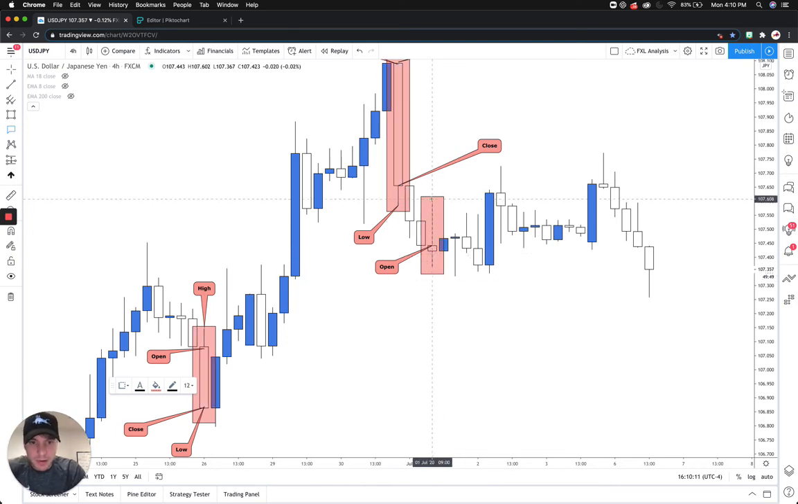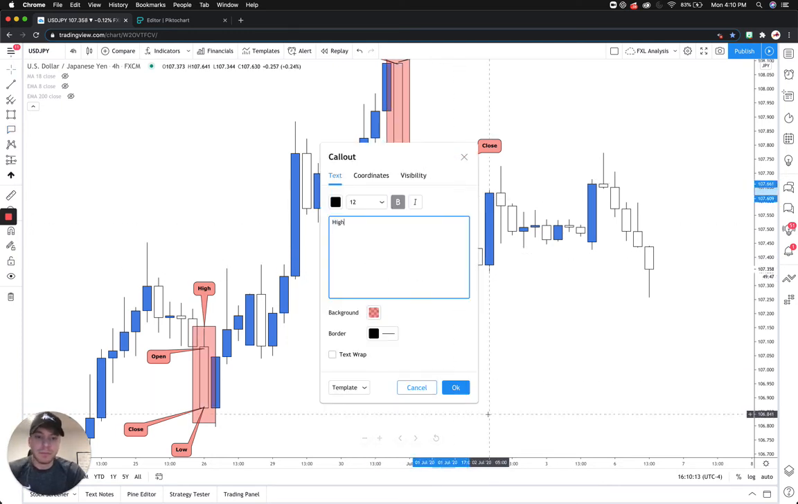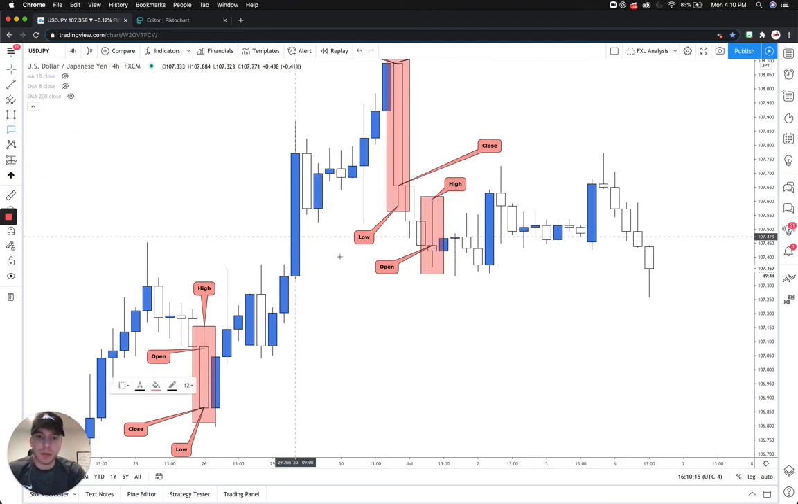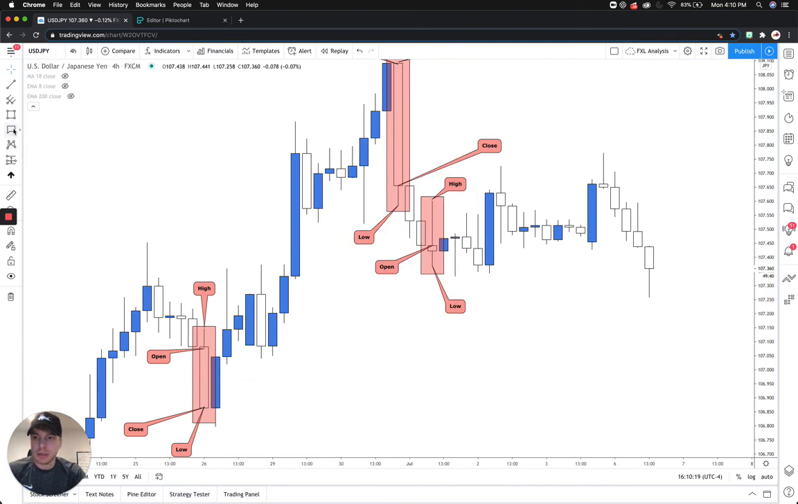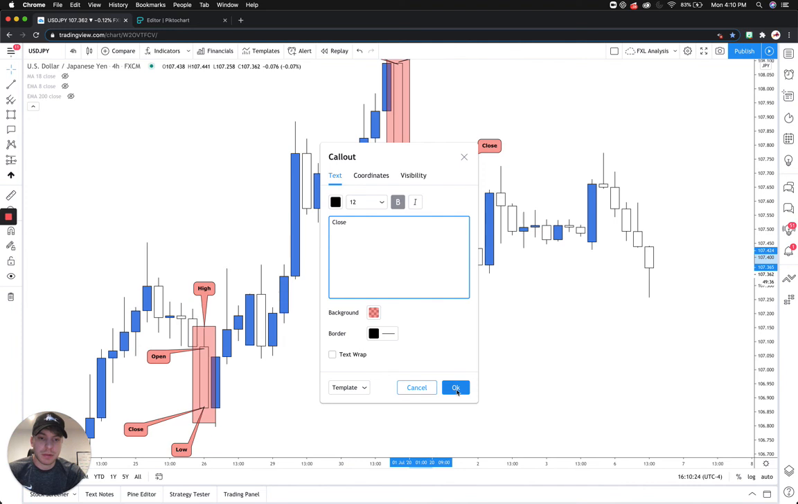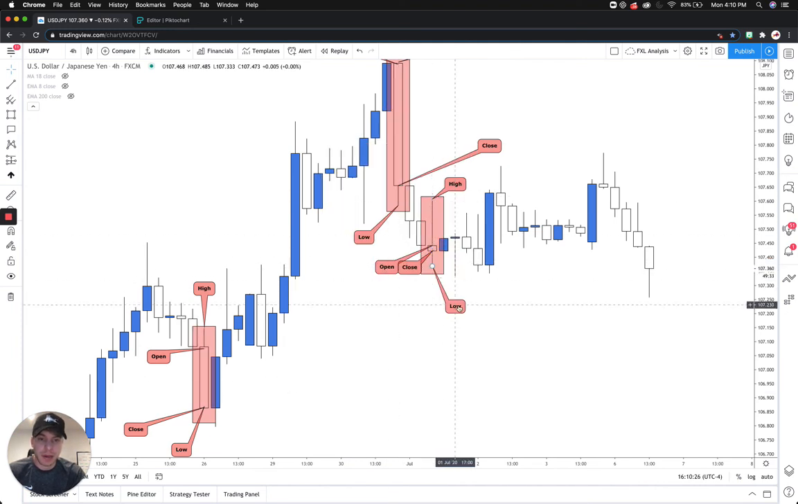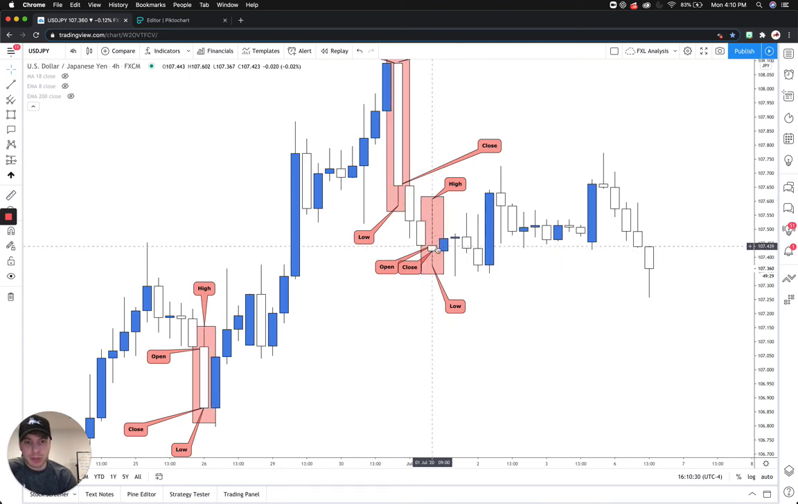So here's the open, here's the high, here is the low, and then here is the close. Okay, so real quick, open, high, low, close. The close and the open are very, very close to each other. The wicks are much larger than the body. This is classified as a neutral, indecision candle, even though the close is below the open. So this is a great example of how you can understand price action.